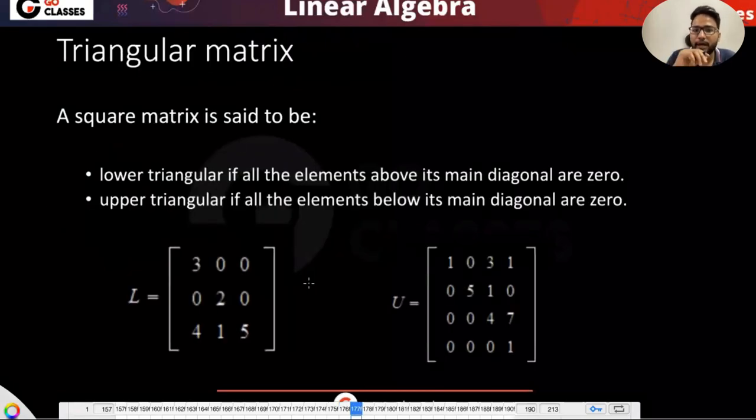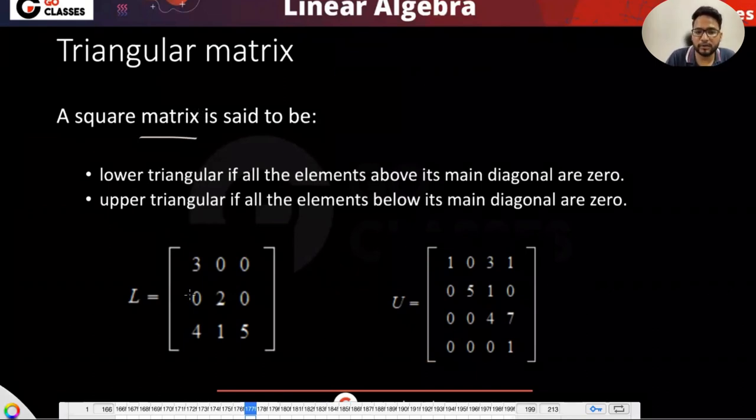Okay. Now there is a definition of triangular matrices. These are just small definitions, so that is why we are doing it. Okay, no, we just started the class. Don't worry. A triangular matrix is a square matrix which is either a lower triangle or an upper triangle.